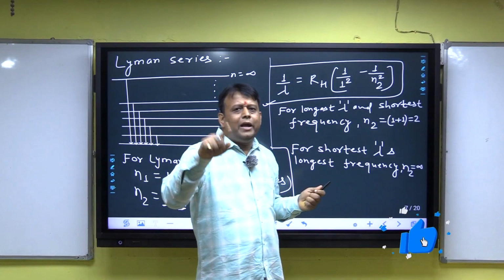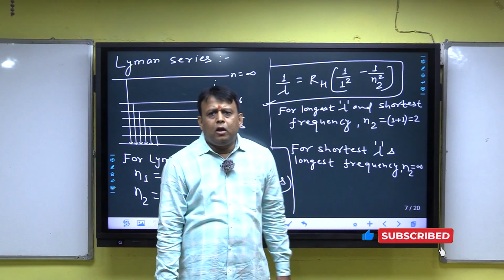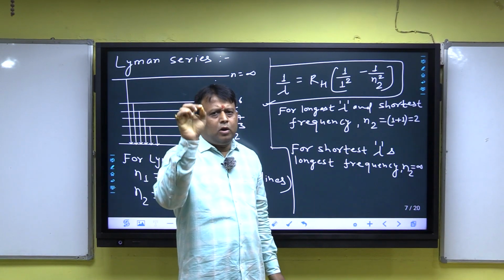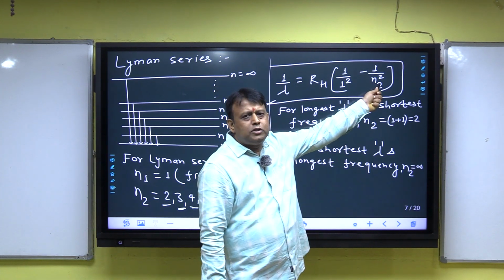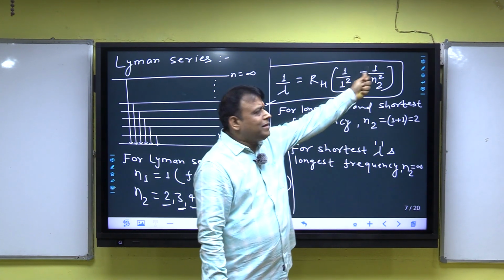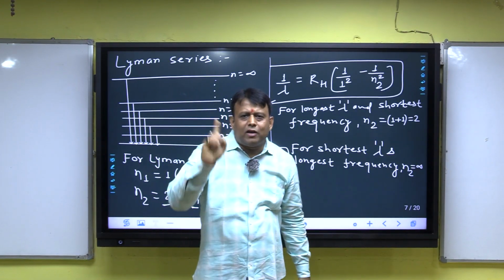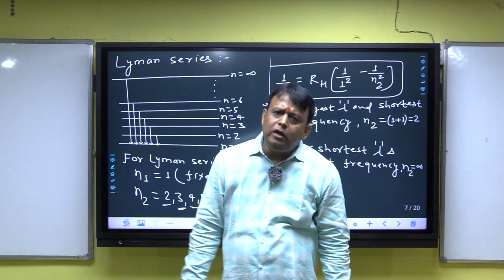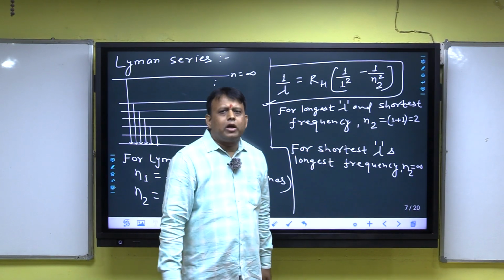If a question gives the longest wavelength of the Lyman series, the value of N2 is 2, so 1 by 1 square minus 1 by 2 square. The value of RH is already given, RH is the Rydberg constant, 1.097 × 10^7 per meter, and then I will calculate the longest lambda.